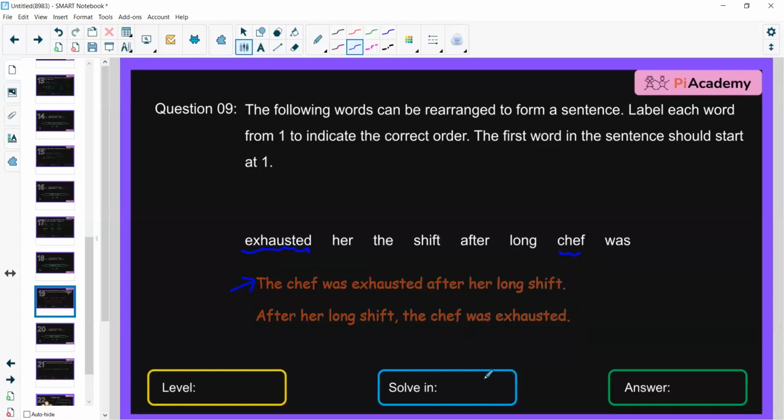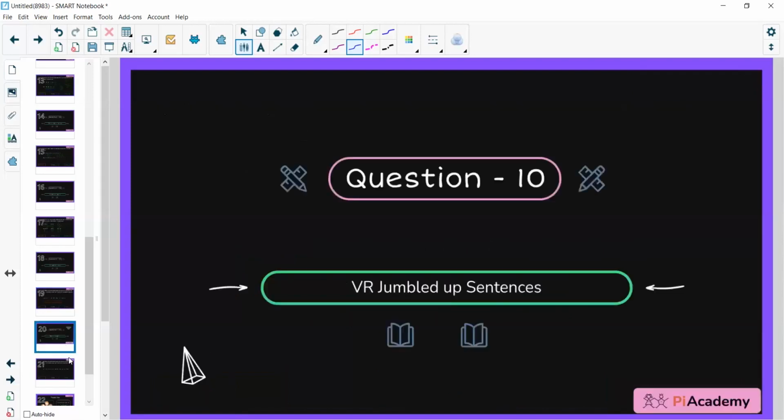And of course, guys, you are free to try possible different types of arrangements and then end up getting the best arrangement. Okay. So this is again an easy level problem, not a tough one. So let's move ahead with the next question. Next question is also on VR jumbled up sentences.